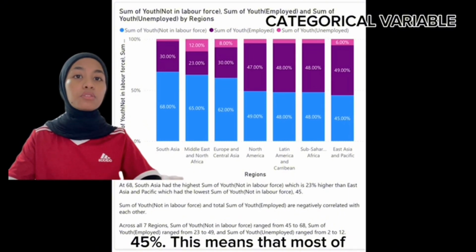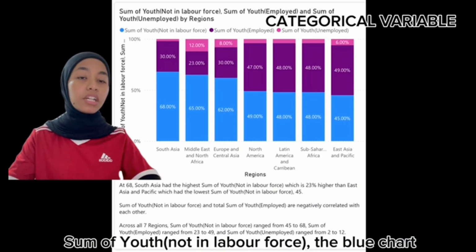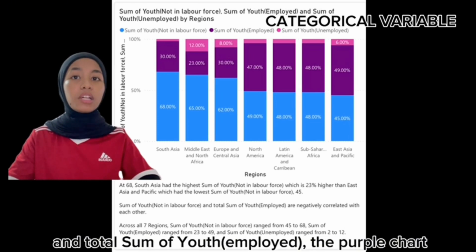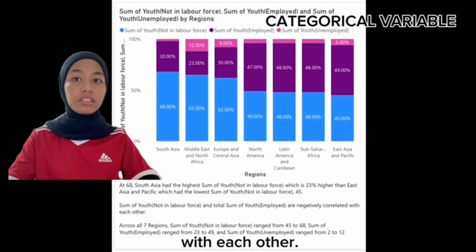This means that most of the youth may be students. The second sentence explains that the sum of youth not in labor force, the blue chart, and the total sum of youth employed, the purple chart, are negatively correlated with each other.